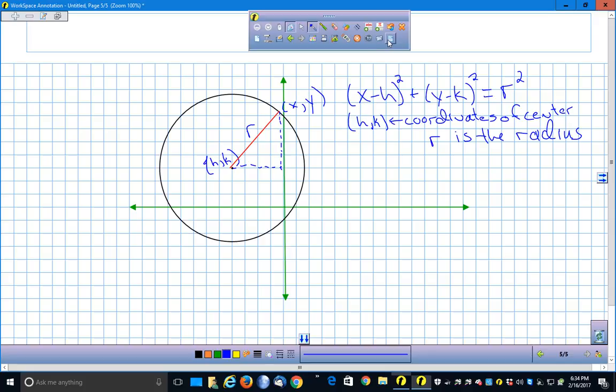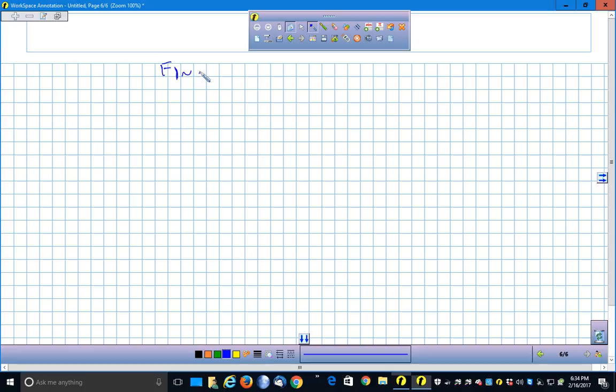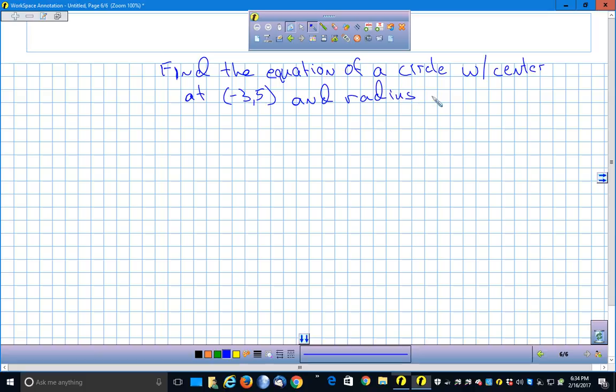So how do we apply that? We're going to do a couple of examples. Find the equation of a circle with center at negative 3, 5 and radius 7. All I'm going to do is plug those numbers into that formula.